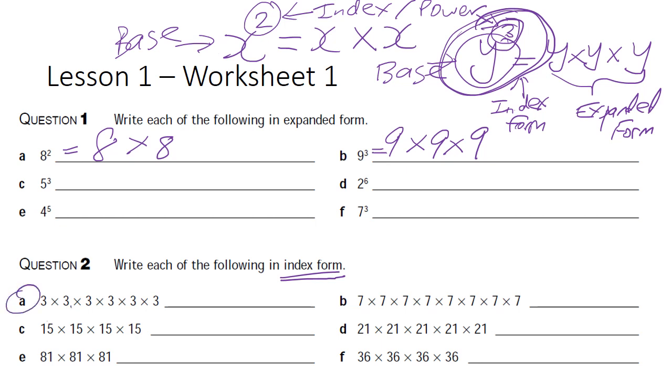3 times 3 times 3 times 3 times 3 times 3. What is the base? My base would be 3. What would be my power? Remember what power is? Power is how many times the base is multiplied by itself. So 3 is multiplied by itself 6 times. So 3 to the power of 6. I'll do 2f. 36 times 36 times 36 times 36. So what would your answer be? Right, so it's 36 multiplied by itself 4 times. 36 to the power of 4. You should be able to do the rest.